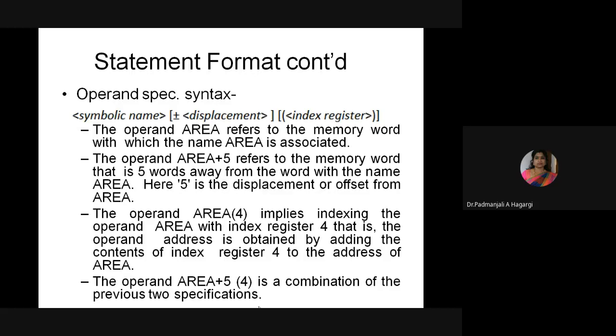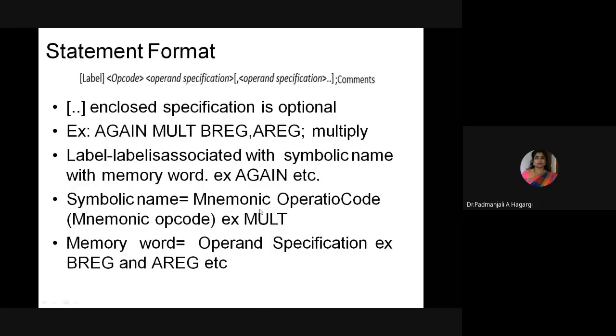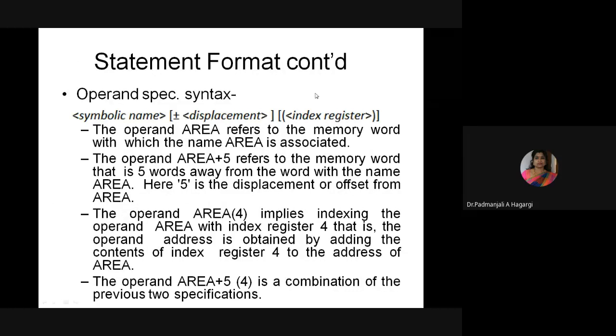So the statement format continues as it is here. That was the simple example. And if any displacement value is there, how will the displacement value be calculated? The operand ARE refers to the memory word with which the name ARE is associated, and if the operand has plus 5, it refers to a displacement value of 5 with respect to the offset of ARE. That is nothing but the register or the symbolic name.